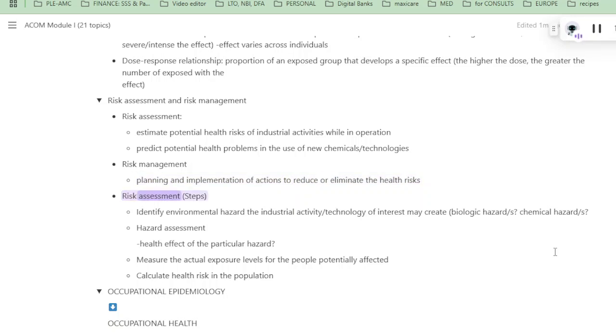Risk assessment steps. Identify environmental hazards the industrial activity or technology of interest may create: biologic hazards, chemical hazards. Hazard assessment: health effect of the particular hazard. Measure the actual exposure levels for the people potentially affected. Calculate health risk in the population.